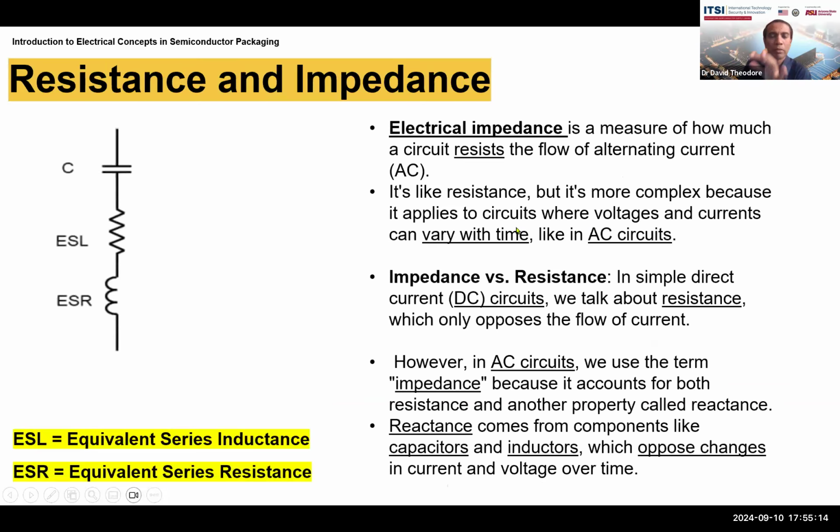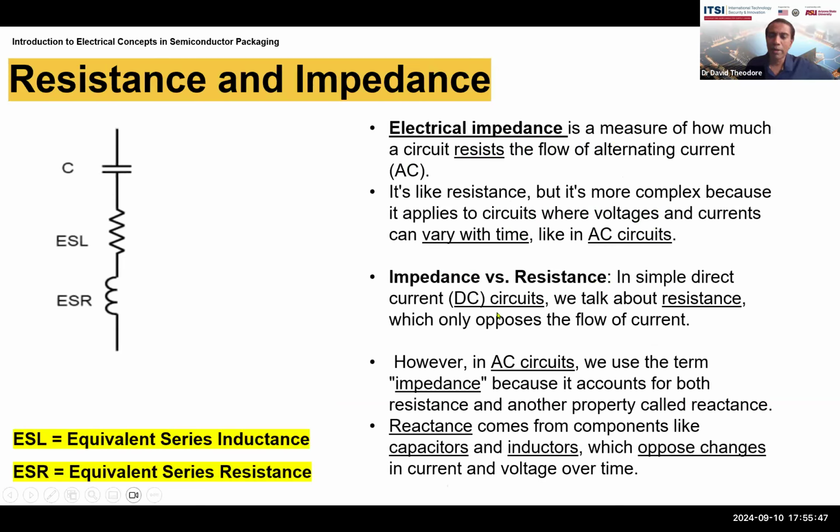So this slide describes a little bit of what's going on here. On the left-hand side is what we saw on the previous slide. And here is the explanation that says that electrical impedance is a measure of how much a circuit resists the flow of alternating current. It is like resistance, but it's more complex. It's more complicated because it applies to circuits where voltages and currents are changing with time, like in alternating current circuits. So there's a difference between impedance and resistance.